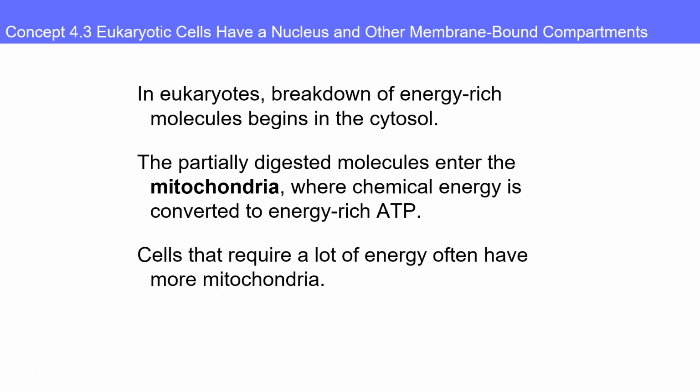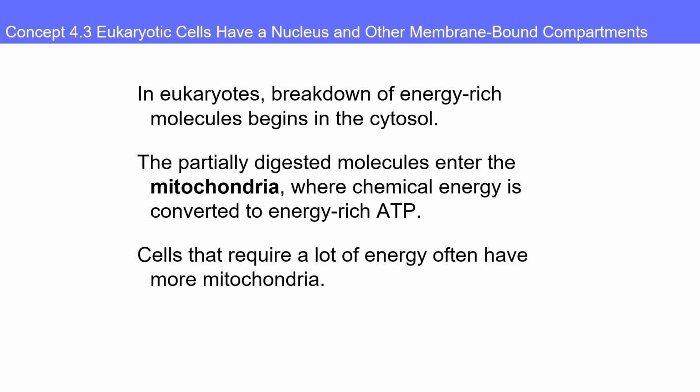Now, in eukaryotes, breakdown of energy-rich molecules will begin in the cytosol. That process is called glycolysis. This is also true for prokaryotes. But after that, they'll go to the mitochondria, commonly known as the powerhouse of the cell. Please never call it the powerhouse of the cell in my course. Mitochondria is where energy-rich molecules are going to be converted to ATP. So we're going to take in carbs, proteins, nucleic acids, and lipids, and we're going to break them down into energy-rich ATP.